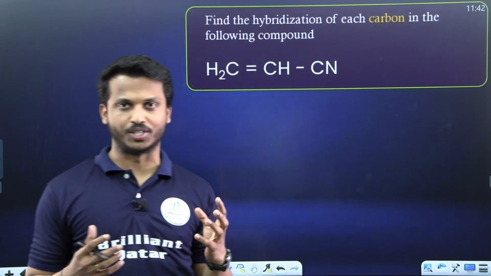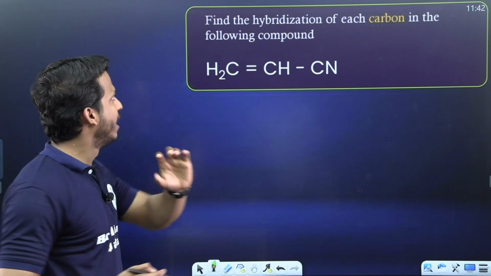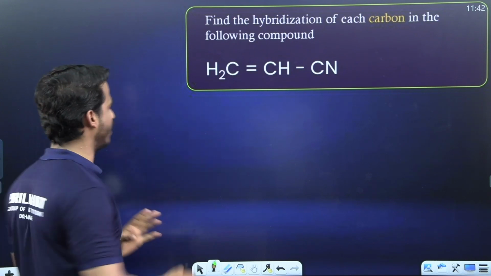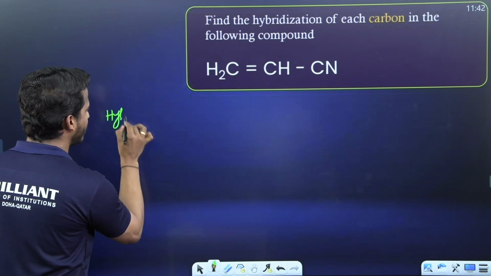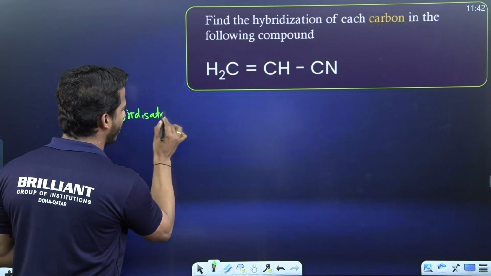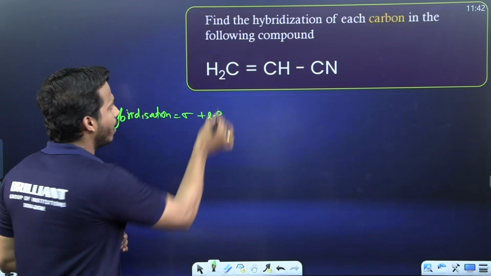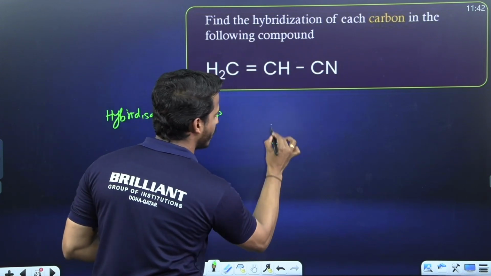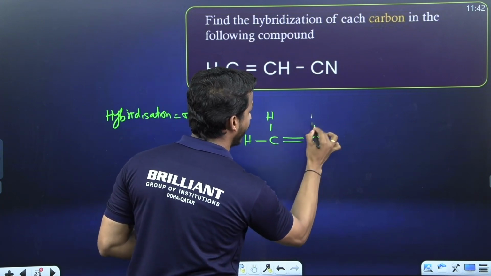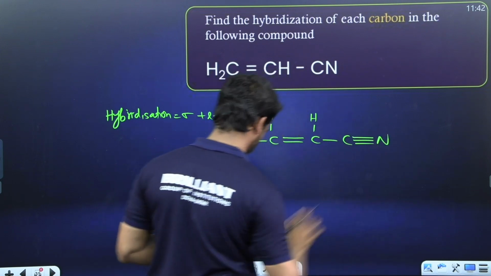So these are the different types of hybridizations and their calculation. And one question: find the hybridization of each carbon in the following compound. In a short way, how to calculate hybridization? As I told you, hybridization is calculated by the sum of sigma bonds and lone pairs, right? Let me just expand this compound. What do you mean by CH2? This is CH2 double bond, CH single bond. You know, carbon and nitrogen form a triple bond, right?